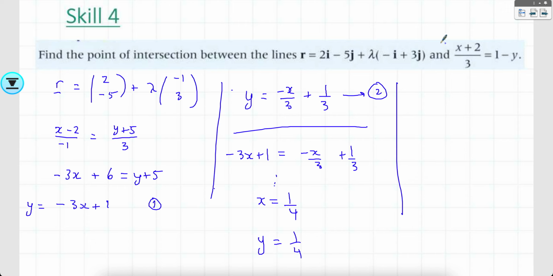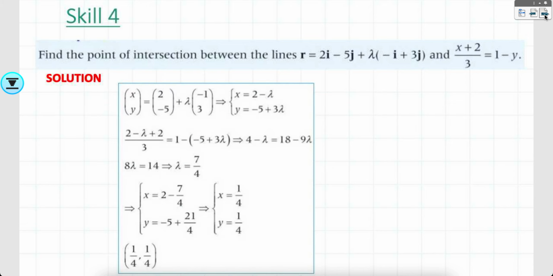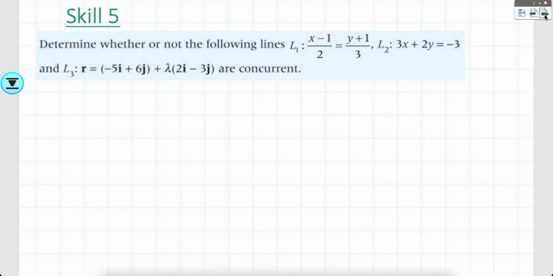So it's basically just simultaneous equations, but the point was to start from here and get to your gradient intercept form. Once you have that solution, that will be the point of intersection, which is (1 over 4, 1 over 4). You can have a look at the solution. It does it slightly differently, but you end up with the same answer.